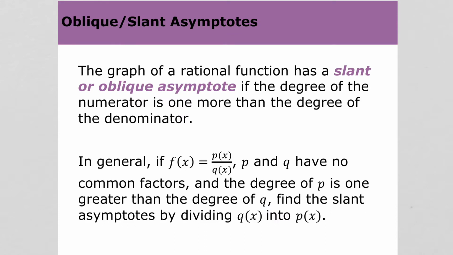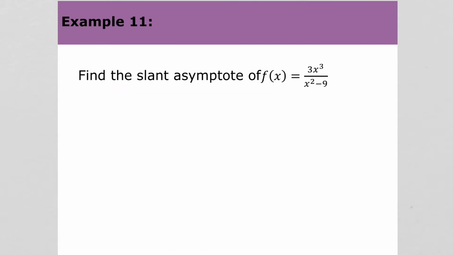And then lastly, we are going to start looking at what we call oblique or slant asymptotes. And that's when the asymptote is not horizontal or vertical. It's diagonal, either sloping up to the right or down to the right. To find an oblique asymptote, we have to do long division. So, we take the bottom and divide it into the top.